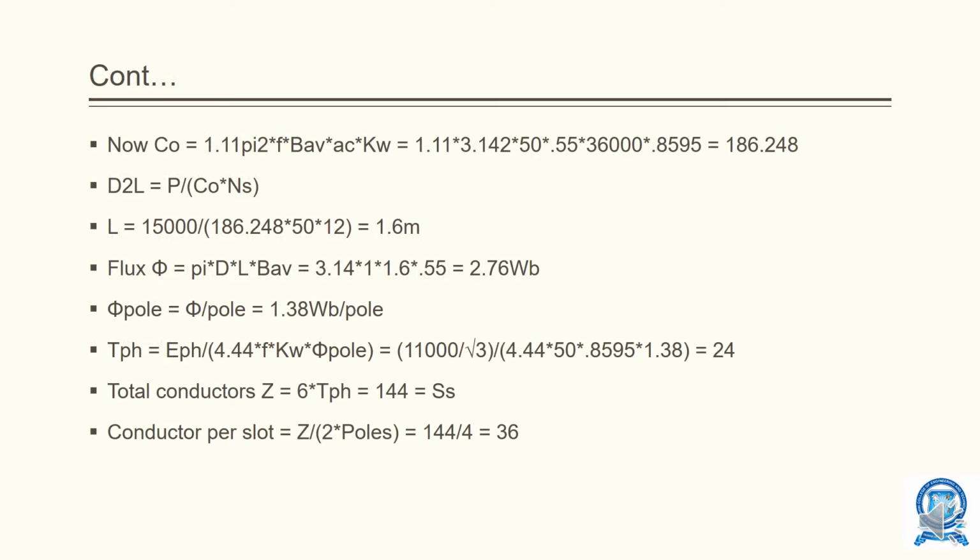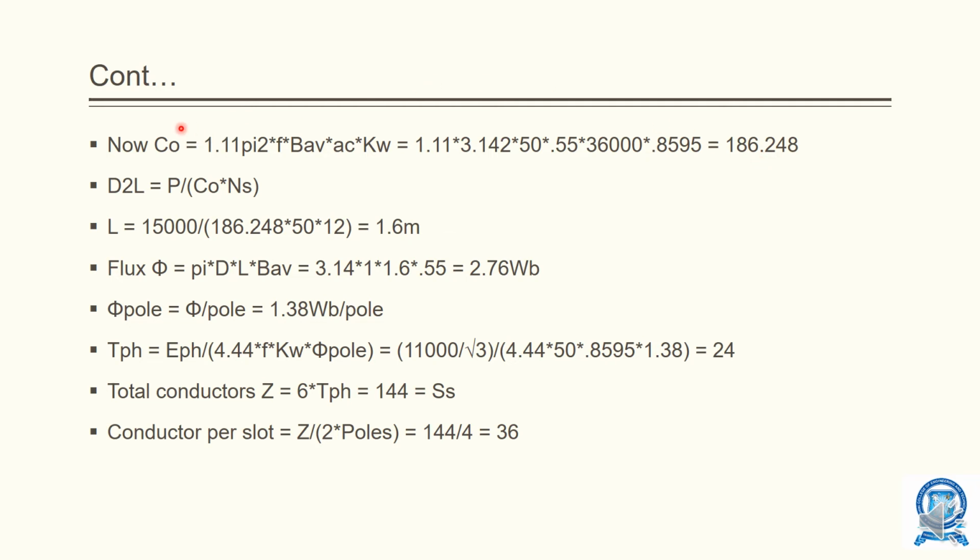So now let us calculate the L value with the help of output equation. We know that the output equation D square L is equal to P by C naught NS. So we need the value of C naught, output coefficient. So let us calculate the output coefficient first. The formula to calculate output coefficient C naught is equal to 1.11 pi square F B average AC KW. So KW value we have already attained. B average value is directly given in the question. Frequency is also given. So on substituting the values, I am getting C naught is equal to 186.248.